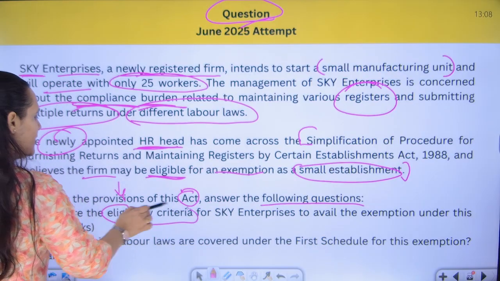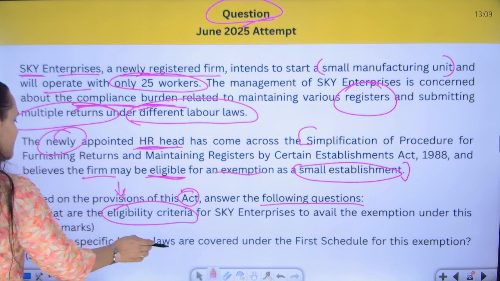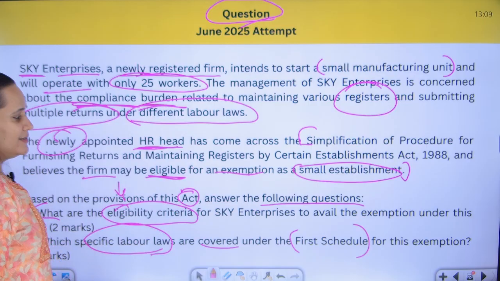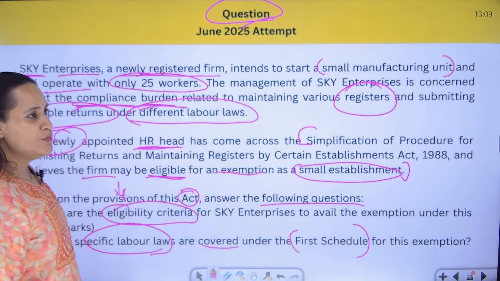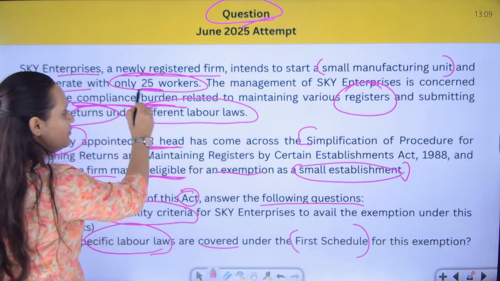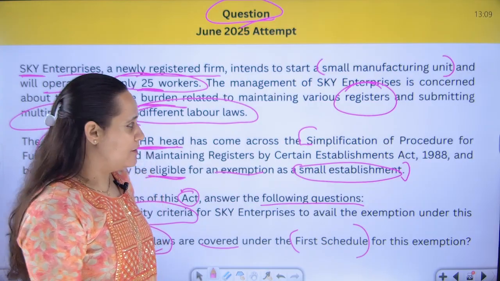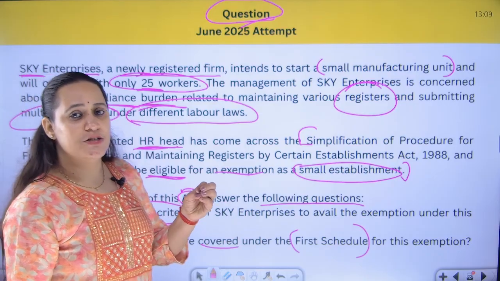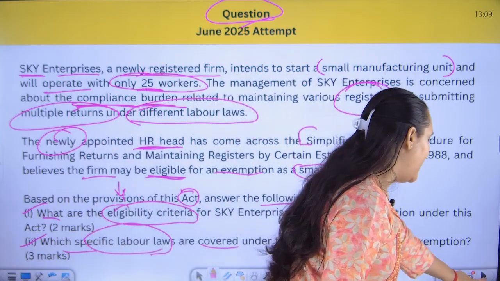What are the eligibility criteria for Sky Enterprise to avail the exemption under this enactment, and which specific labor laws are covered under the first schedule for claiming this exemption? Direct question. For the first thing, we should give what is a very small enterprise and what is a small enterprise, and knowing that they have 25 workmen, we can put them under the category of a small enterprise and make them claim exemption under this particular enactment. And next one is, we have to mention the 16 enactments that are a part of the first schedule of the act.